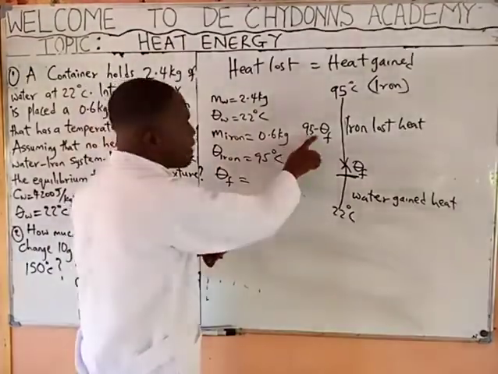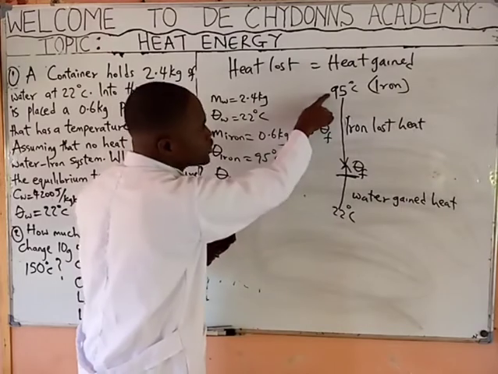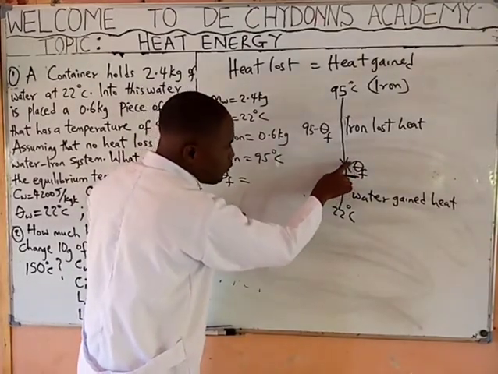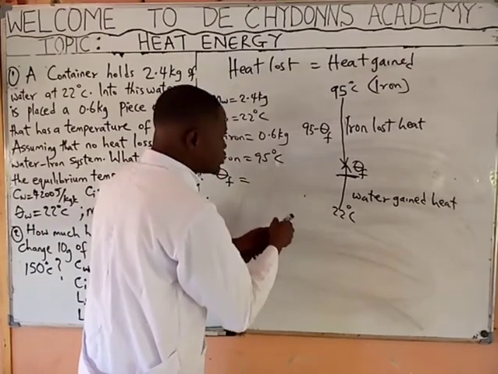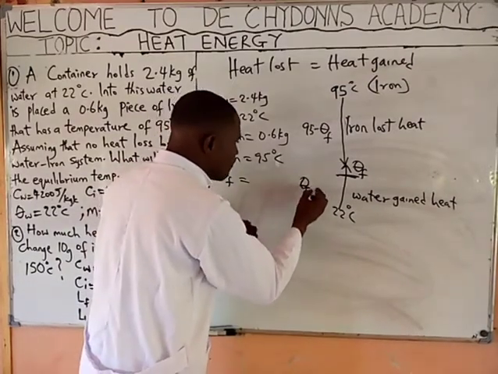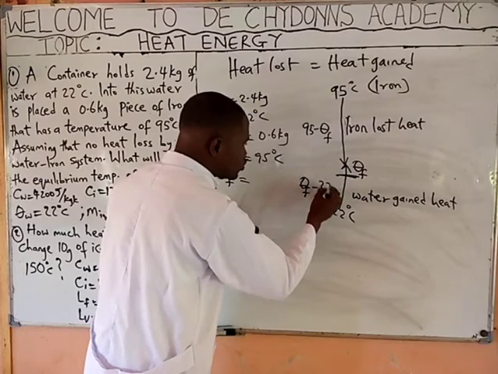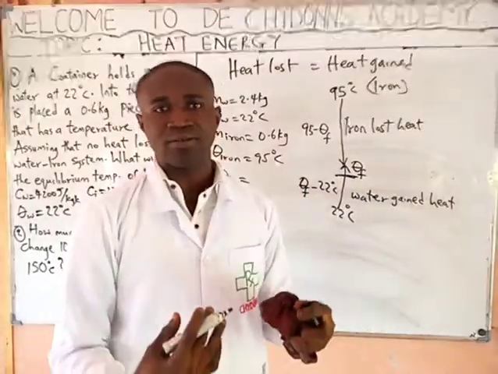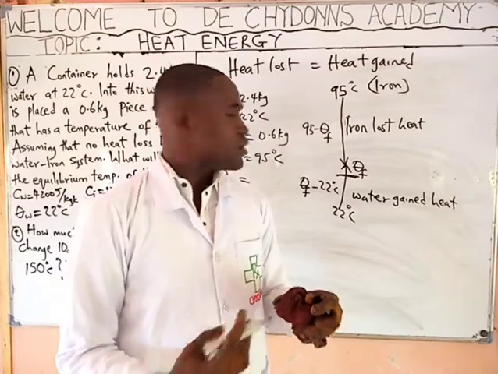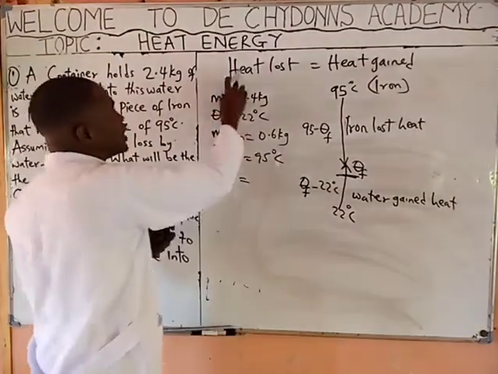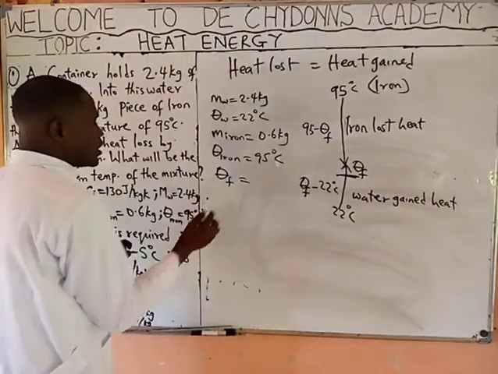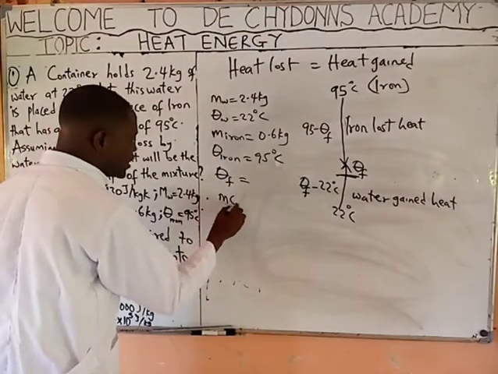Remember, here is 95 minus this. That gives us the temperature it lost. Then, since this point is greater than this, you say theta F minus 22 degrees Celsius. That will give you the temperature it gained. Okay? Now, remember, heat loss equal to heat gain. Now, heat loss is mc theta.